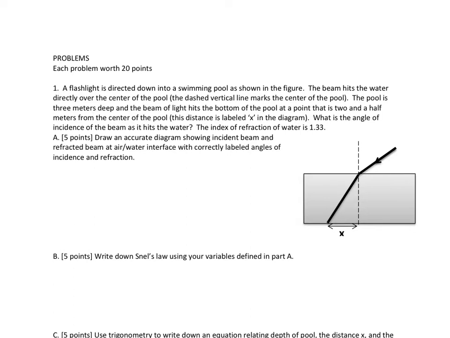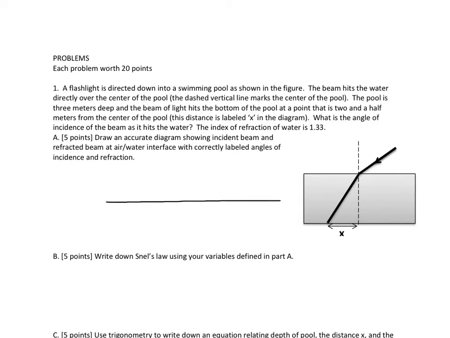In problem 1, you're given a flashlight or a beam of light that is directed onto a surface of water, and it refracts down and hits the bottom of a pool. In part A, you must draw an accurate diagram showing the incident beam, refracted beam, and the labeled angles of incidence and refraction. So this is pretty straightforward. We just need to draw a nice diagram.